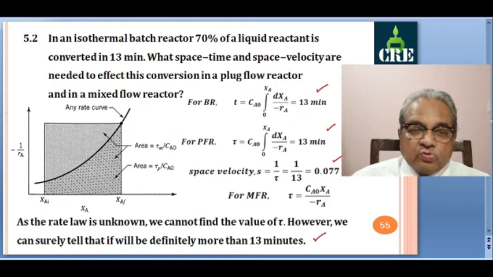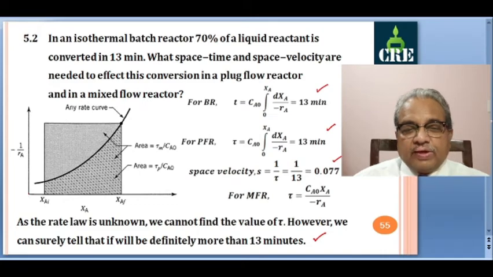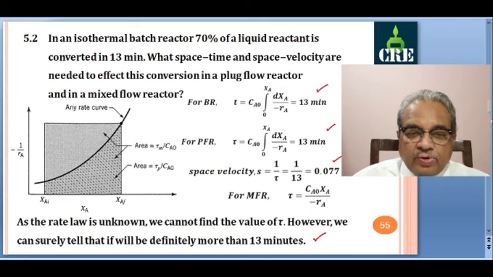How? This is the graphical representation. We know this 1 upon minus Ra. The area under the curve gives tau by Ca0, that we know, from XAF to XAI, or if you start with XA equal to 0 up to here. So the area under the curve will give you tau p by Ca0, and from here you can find out tau p. Whereas the area of this complete rectangle is tau m, that is for the mixed flow reactor, divided by Ca0.